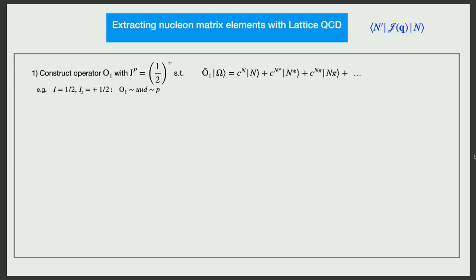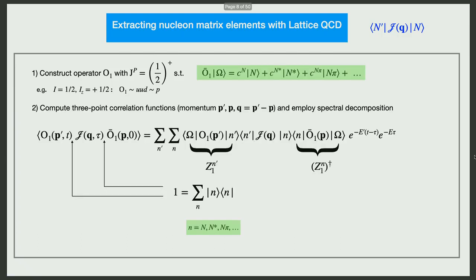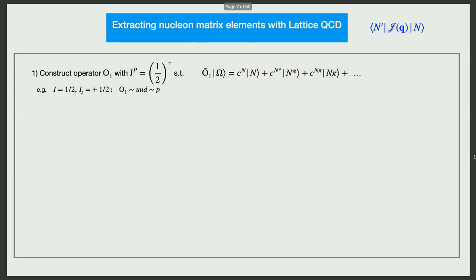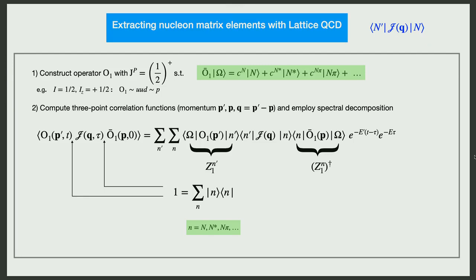Second, we compute the nucleon three-point correlation functions, this one here, where Ō1 is the creation nucleon-like operator, J is our weak current, and O1 is the annihilation nucleon operator at different momenta, P', P, and Q. And then we employ the spectral decomposition.